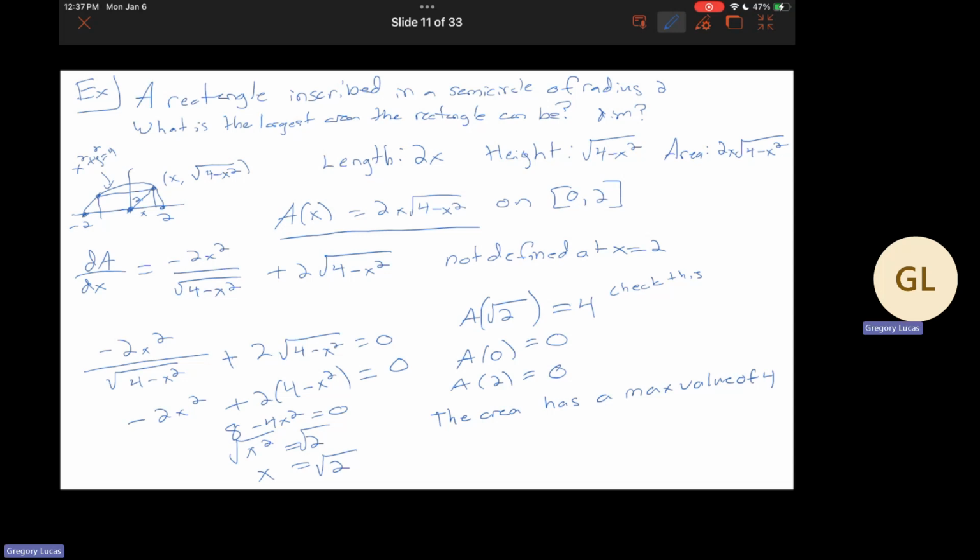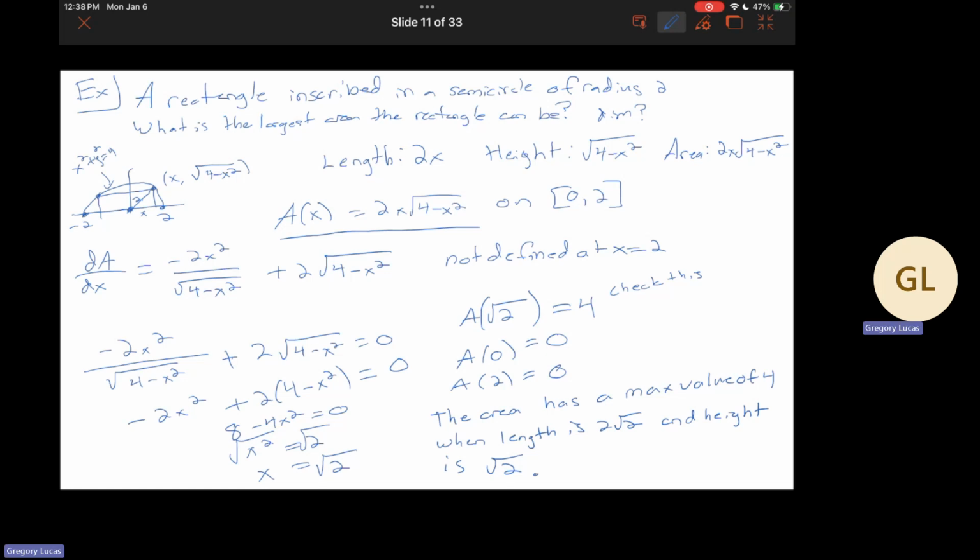Okay. So we want to know the dimensions, and we can go back to our length and our height. So remember, root 2 is the value of x. So when length is, we can plug that root 2 in. So 2 times root 2. And height, we plug in root 2 again. So if I'm plugging in root 2, I'm going to get square root of 2 squared. So we'd get root 2 again. So the height is root 2.